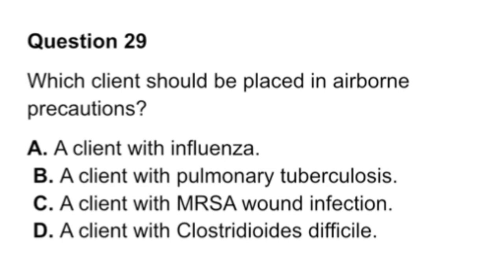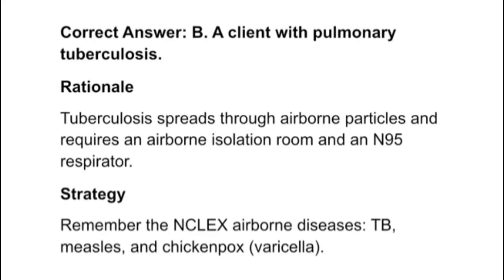Question 29. Which client should be placed in airborne precautions? A. A client with influenza. B. A client with pulmonary tuberculosis. C. A client with MRSA wound infection. D. A client with Clostridioides difficile. Correct answer, B. A client with pulmonary tuberculosis.